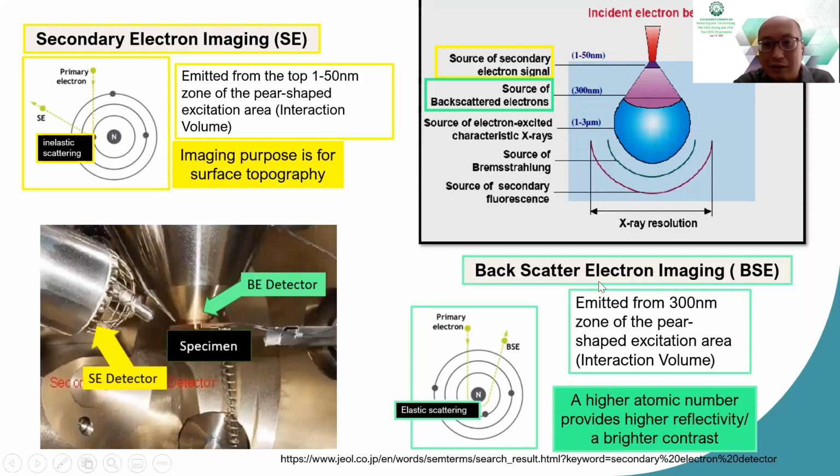The other one is the backscatter electron imaging, which is about 300 nanometers from the interaction volume. So this is very slightly deeper. And this is due to the elastic scattering of the electrons due to the nucleus. The consequence of this is that a higher atomic number provides higher reflectivity and a brighter contrast.